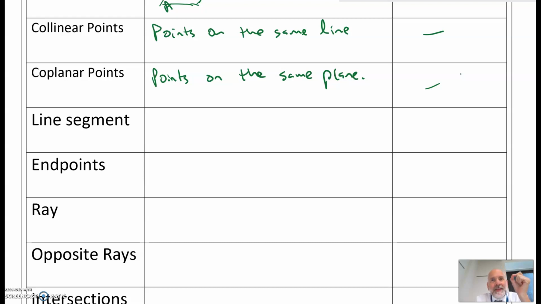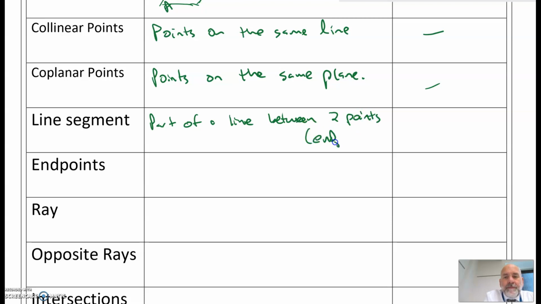Now, a line segment is a matchstick. Like when we were talking about matchsticks, a line segment is a matchstick. It's a part of a line between and including 2 points that we call the endpoints. So, for example, you could have D go here and it stops. Notice how I'm not putting arrows at the end of it because it's stopping. It goes from D to E and then it's over. That's called a line segment.